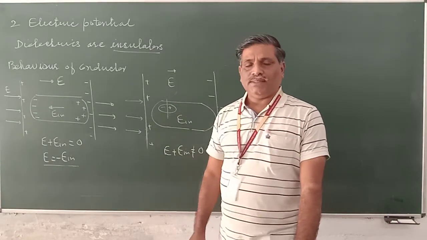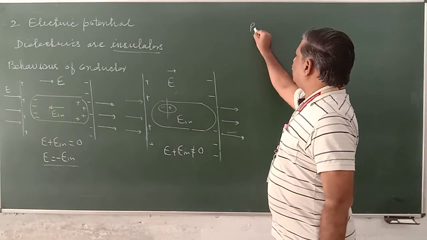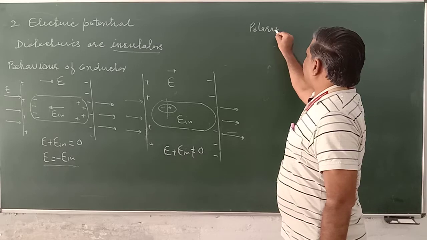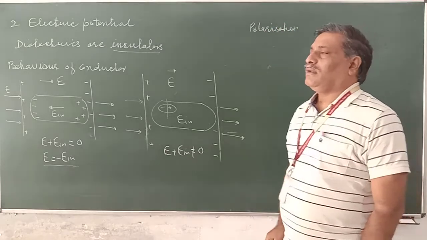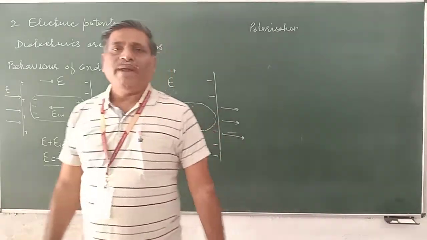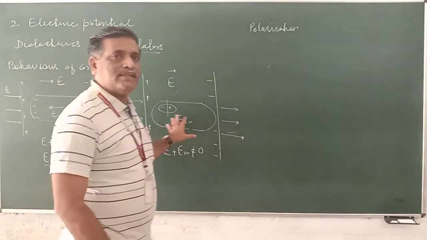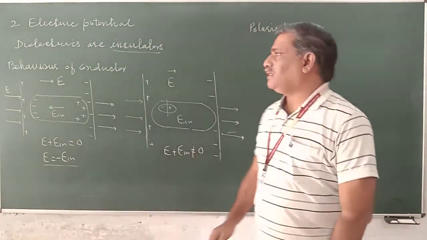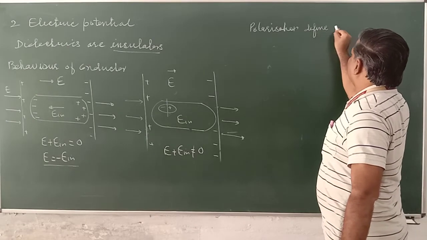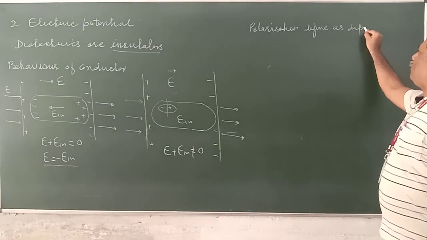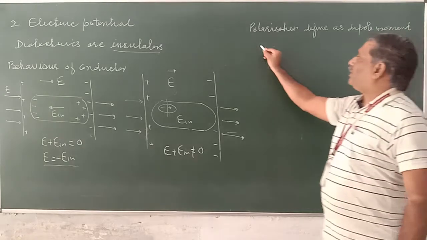And this is called polarization. What is this called? This is known as polarization. Polarization is the dipole moment per unit volume. As soon as this happens, there is a dipole moment. So what is polarization? Polarization is defined as dipole moment per unit volume.